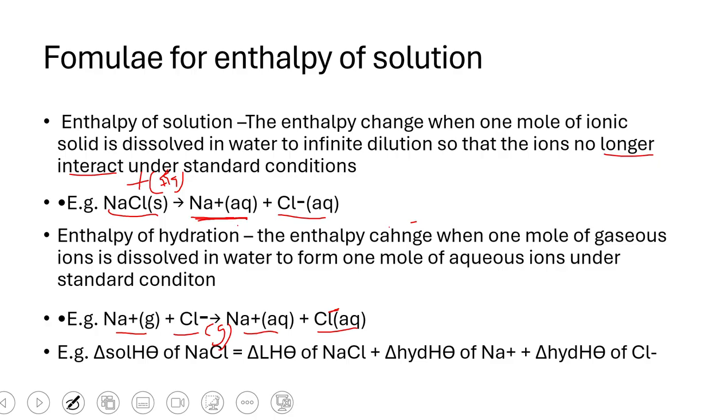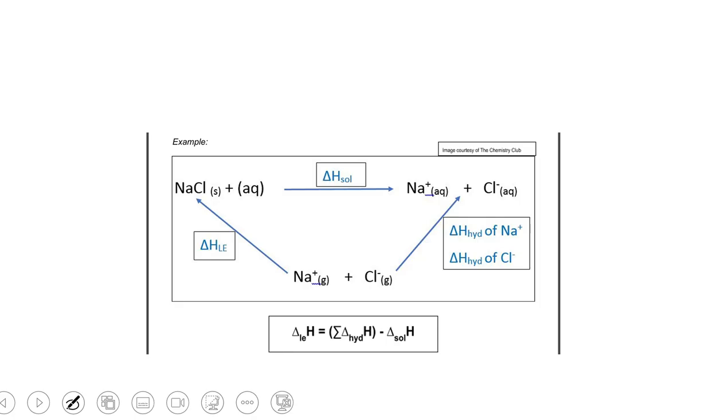And we have a formula for calculating the enthalpy of solution of the compound. So the formula is the enthalpy of solution of the compound is equal to the enthalpy of hydration of the compound. Normally, it can be written as the sigma of the enthalpy of hydration. So the enthalpy of solution is equal to the enthalpy of hydration minus the lattice enthalpy, which can be done using Hess's law. So this is Hess's law.